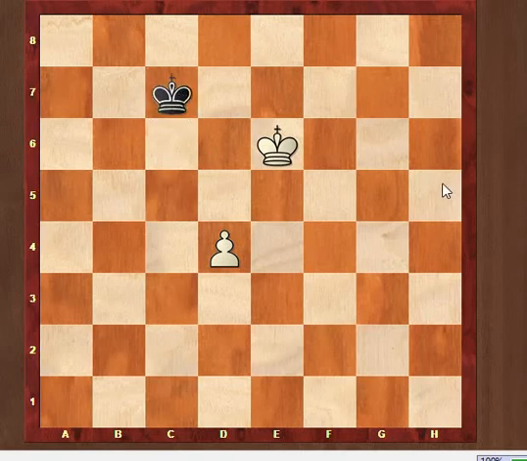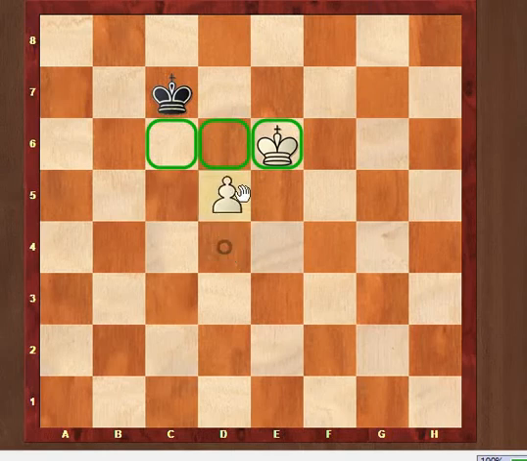Where's the key square of this pawn now? C6. Very good. C6, D6, and E6. Are we seeing that? Yes. So if the king is already on the key square, can I push the pawn now? Yes, sir. Very good. My king is already on the key square, so I can push the pawn. Push.